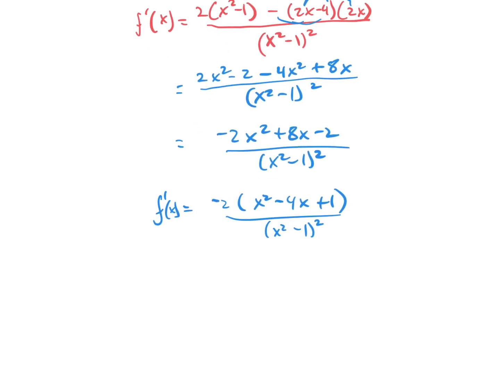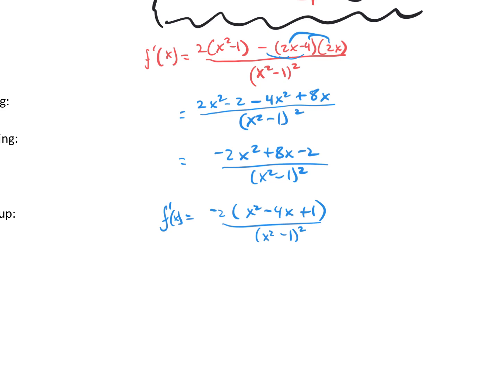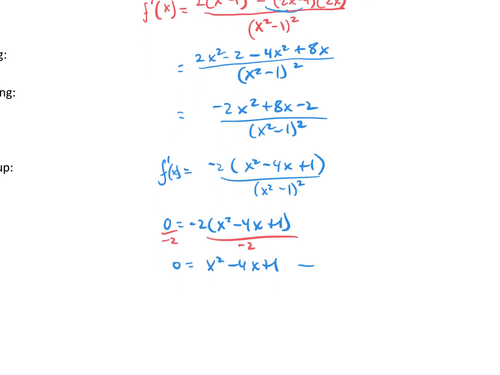So we're going to need to find our critical values. So our critical values happen when this is 0 or when it's undefined. So we set this equal to 0. It's when the top is 0. What makes the top 0? Well, that's negative 2 times x squared minus 4x plus 1. And if we just divide off that negative 2 from both sides, okay, you can divide this side by negative 2, divide this side by negative 2. It just goes away because of the 0 there. X squared minus 4x plus 1. Can't be factored, so let's use our quadratic formula.